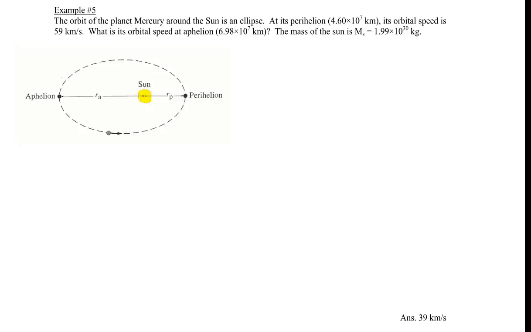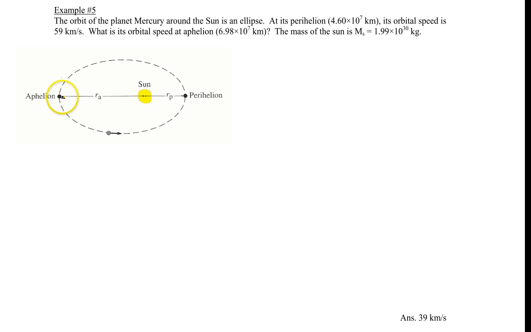Welcome to example number 5. We have the planet Mercury orbiting around the Sun in an ellipse. You're given a couple of distances. You're given the distance at perihelion, which is the closest distance, and that's 4.6 times 10 to the power of 7 kilometers. And we're also told the orbital speed of 59 kilometers per second.